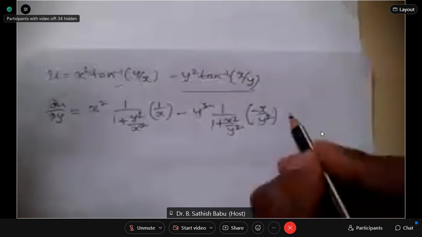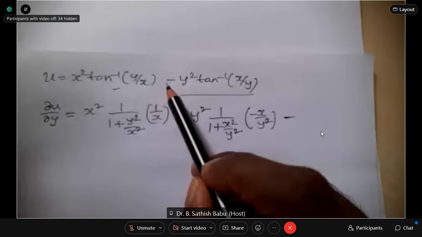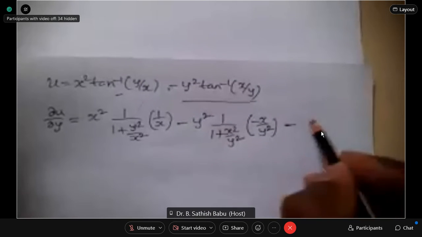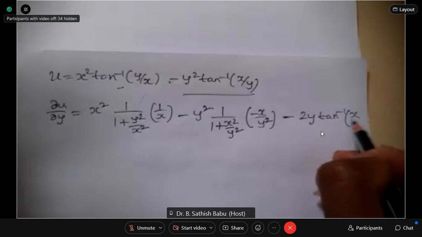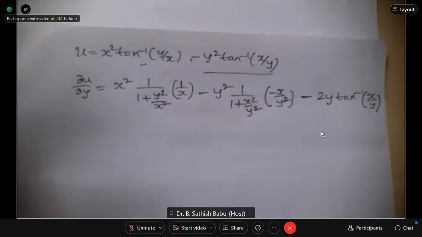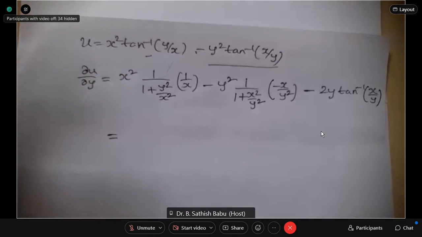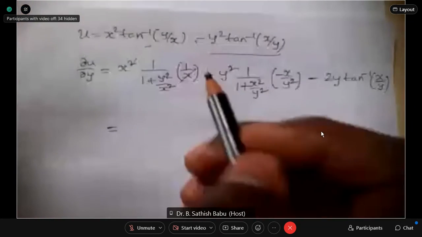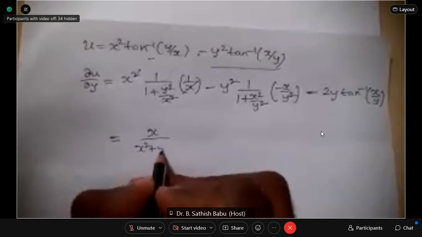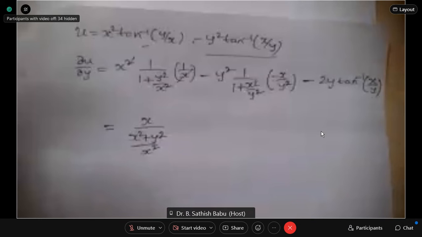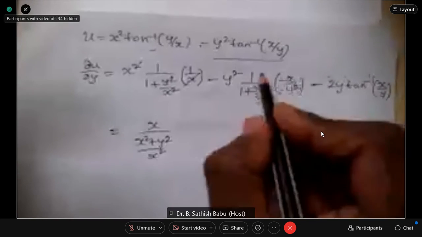Yes. Next term, there should be a plus sign, but because of this negative distributed to that plus, it will become minus only. So we can write as 2y tan inverse of x by y. Am I correct? Yes, sir. Okay, 1x can be cancelled right now in the first term. It becomes x over x square plus y square divided by x square. Is it correct? Yes, sir.